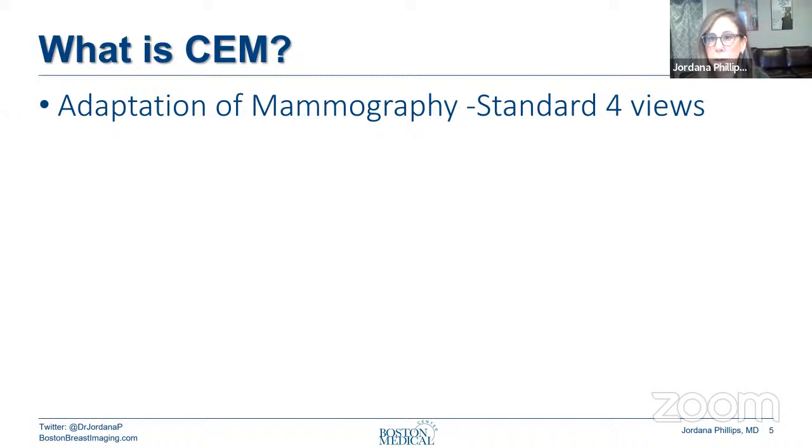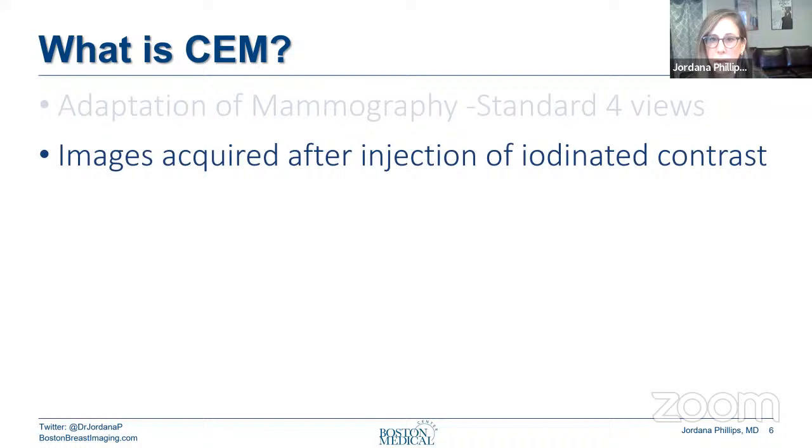So the wonderful thing about contrast-enhanced mammography is that it's just an adaptation of what we already know, which is conventional 2D mammography, which are the standard four views. But there are two key differences with a contrast mammogram. The first difference is that the images are acquired entirely after the injection of iodinated contrast. So a patient comes into the department, they have an IV line placed, which is a difference that the patient notes. Through the IV line, they have the iodinated contrast administered. 2 minutes from the start of the injection, they have what they perceive to be their normal mammogram.